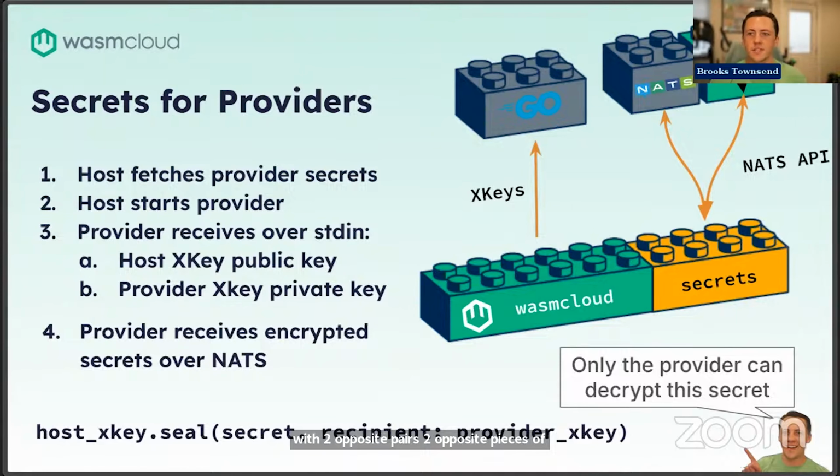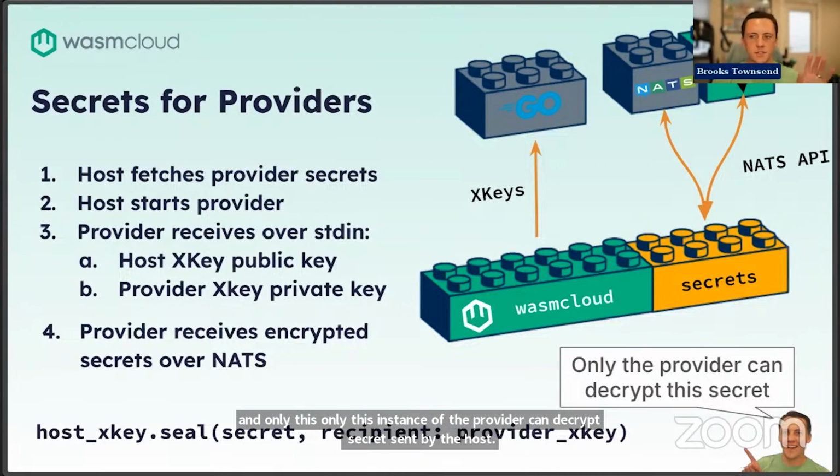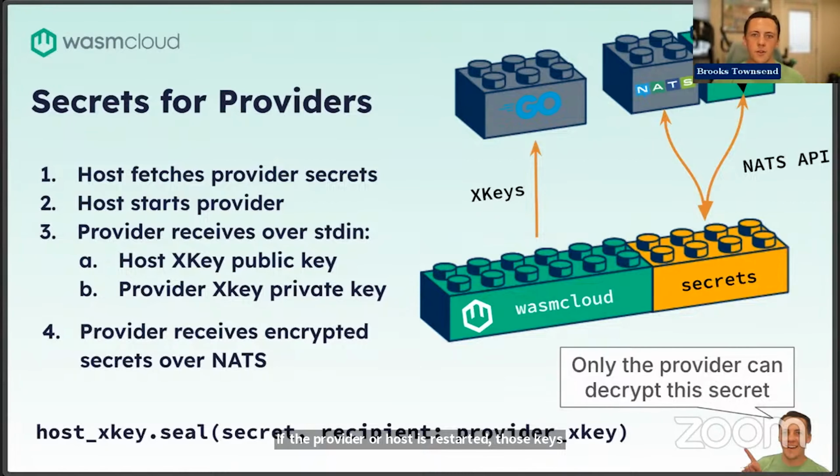The provider receives the host public key and its own private key to use for secret decryption. And the host stores the host private key and the provider's public key for encryption later. So this ensures that this individual capability provider, and only this instance of the provider, can decrypt secrets sent by the host. If the provider or host is restarted, those keys are completely discarded and generated new if it starts again.